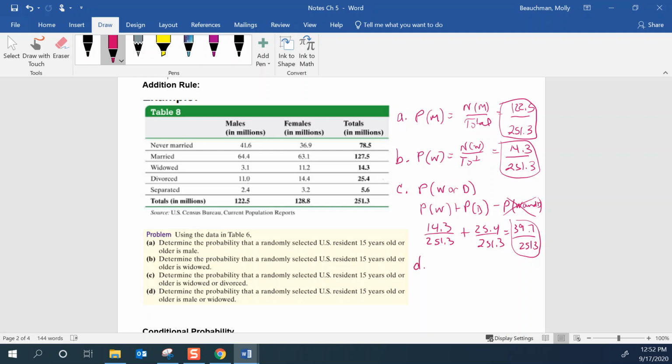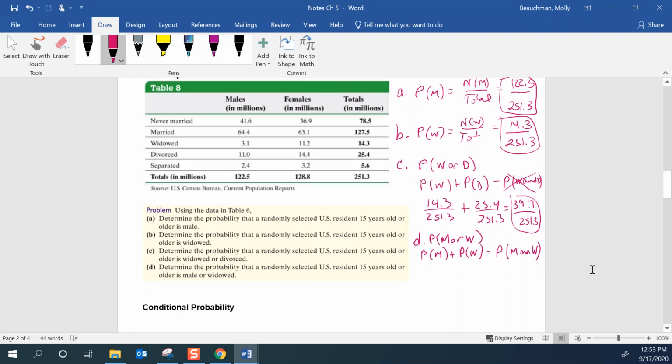Determine the probability that a randomly selected U.S. resident 15 years old or older is male or widowed. So now we have the probability of male or widowed. That would be the probability of male plus the probability of widowed minus the probability of anyone that's male and widowed, that satisfies both of those.